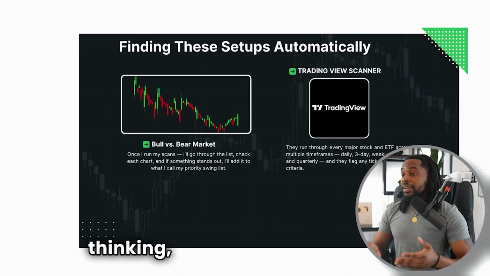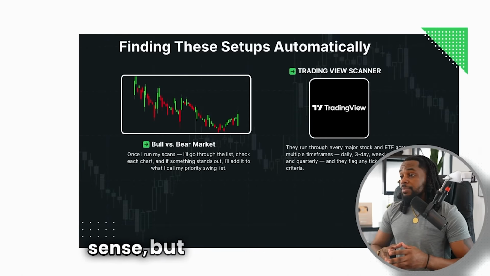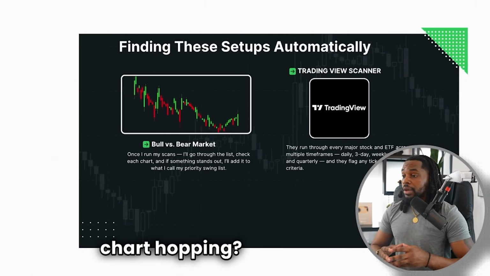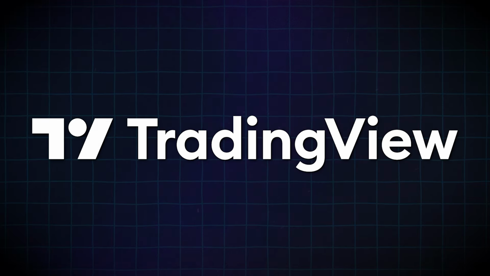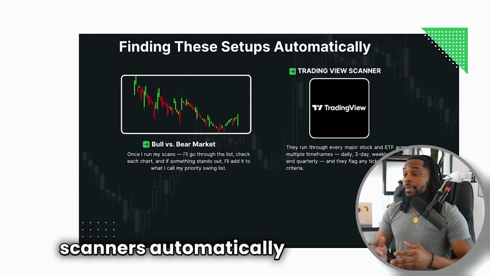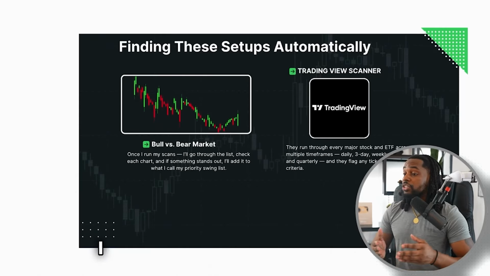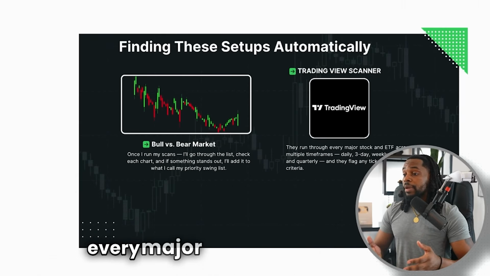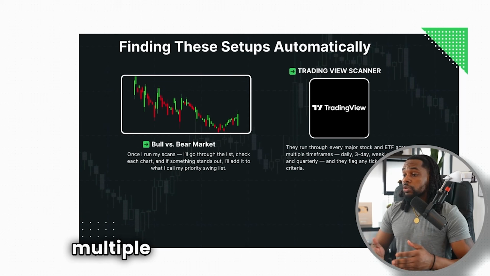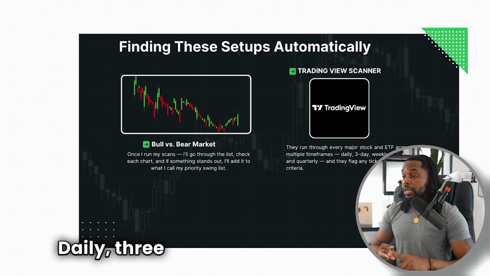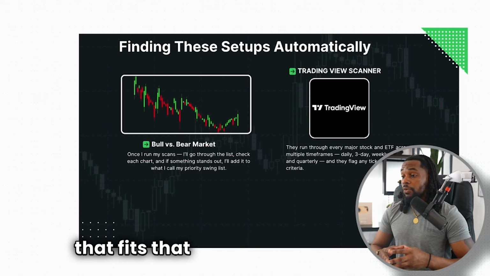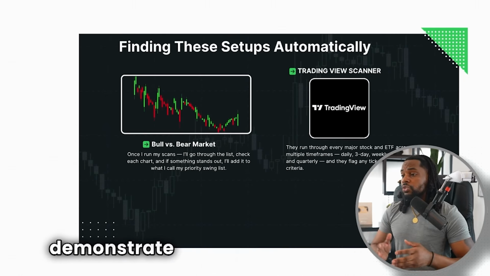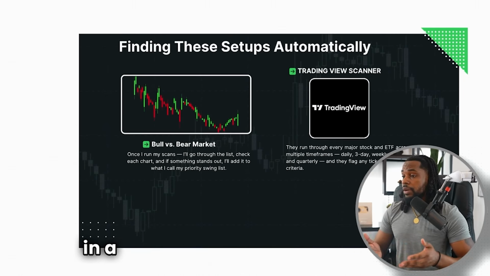Now, you might be thinking, okay, all of this makes sense, but how do I actually find these setups without spending hours chart hopping? Well, that's where this scanner comes into play. I use scanners on tradingview.com. These scanners automatically search for the exact conditions that I just explained. They run through every major stock and ETF across multiple time frames, daily, 3-day, weekly, monthly, quarterly, and they flag any ticker that fits that criteria. And in one moment, I'll demonstrate how exactly you can find this in a very easy way.